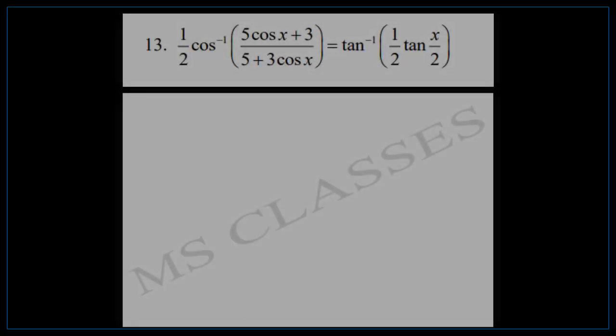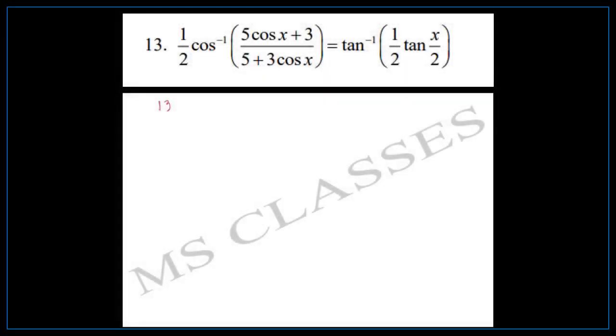Now we come to question number 13. Half of cos inverse of 5 cos x plus 3 by 5 plus 3 cos x. We have to prove this equal to tan inverse of half tan x by 2.